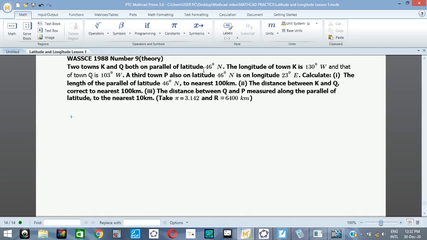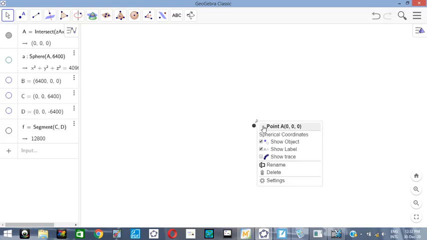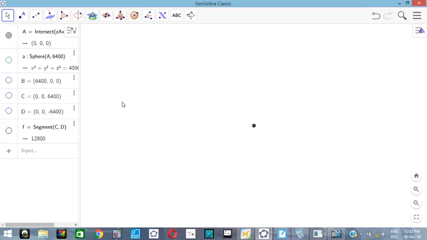You know, from our introductory class of this topic, I've already told you that parallels of latitude are horizontal lines that run from east to west. So let me start by bringing my point. So this is my center point.